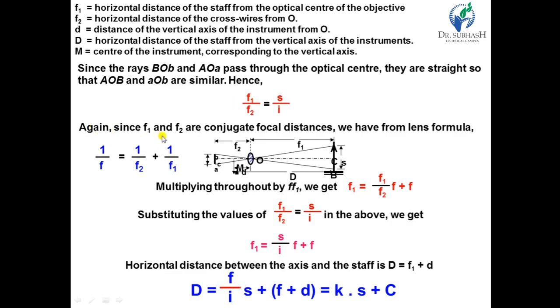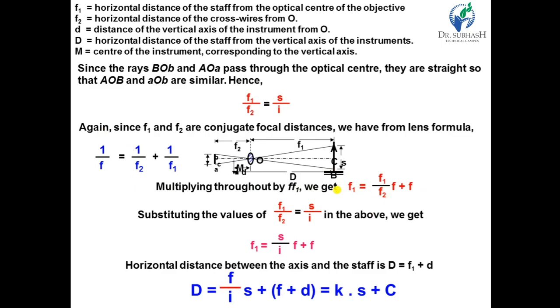Again, F1 and F2 are conjugate focal lengths, and from the lens formula, 1 upon F is equal to 1 upon F2 plus 1 upon F1. But we have the value of F1 upon F2, so first we have to separate the terms, F and F1. So we divide the whole formula by F F1. After dividing, we get this formula.